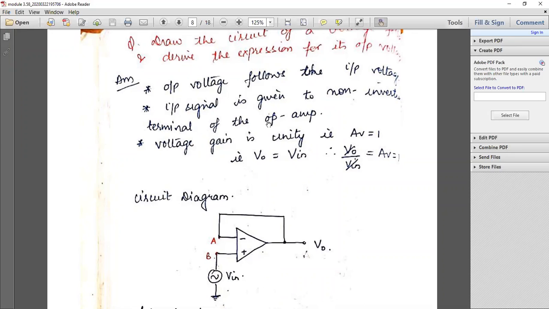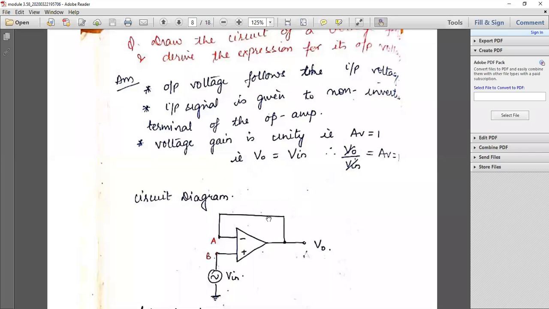So what is the voltage gain formula? We know voltage gain is equal to V naught by V in, and you can mark here that we are connecting a direct path from output V naught to input VA. So from the output node to the A node, it indicates that it is a direct short. That means we are not using any feedback resistance for making the operational amplifier work like a buffer or voltage follower. So it is the main key concept.